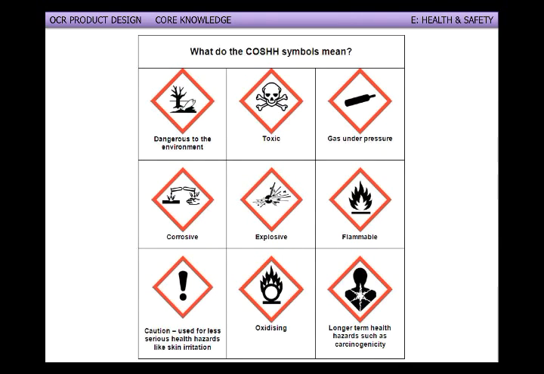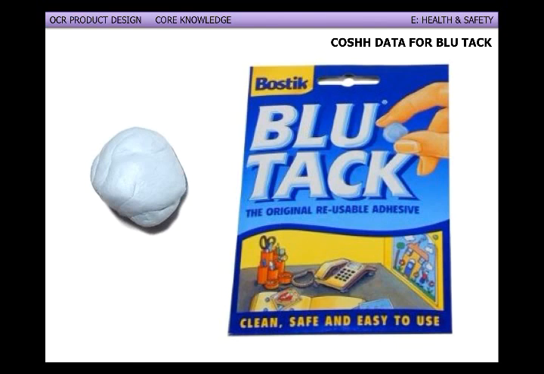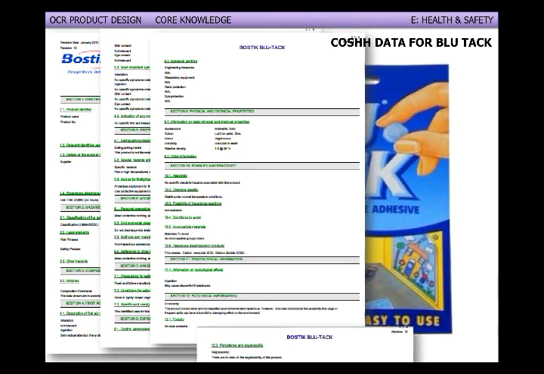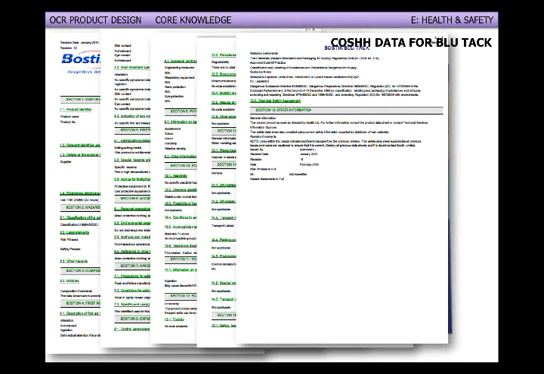There are some more symbols that you might find on containers of chemicals, with some descriptions of why they're considered to be dangerous. The reason for this is that even something as simple as a piece of blue tack will have pages and pages of safety data to do with how you should store and keep it, and what should happen if somebody sticks it on their skin or eats it. There are even more pages for more dangerous chemicals.